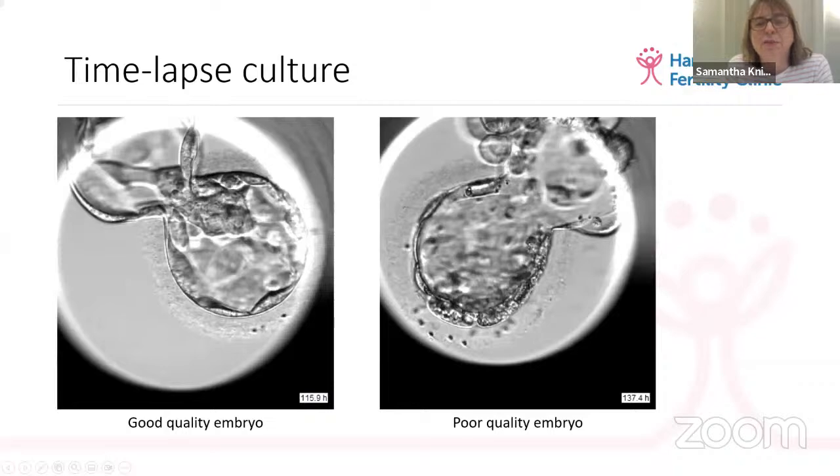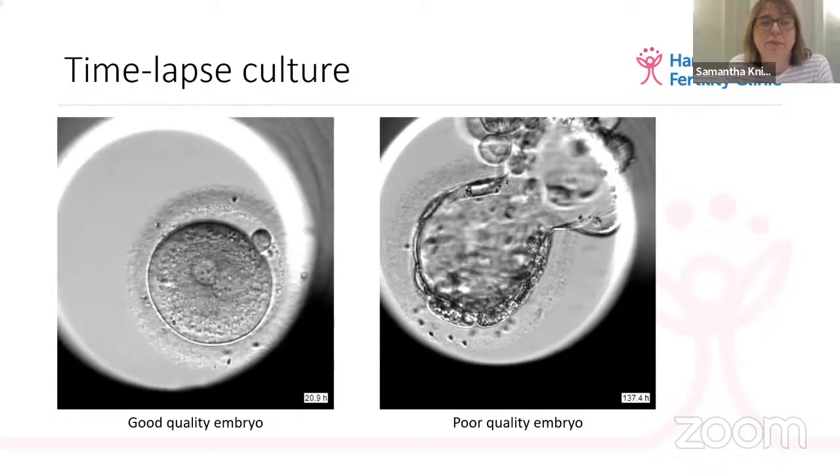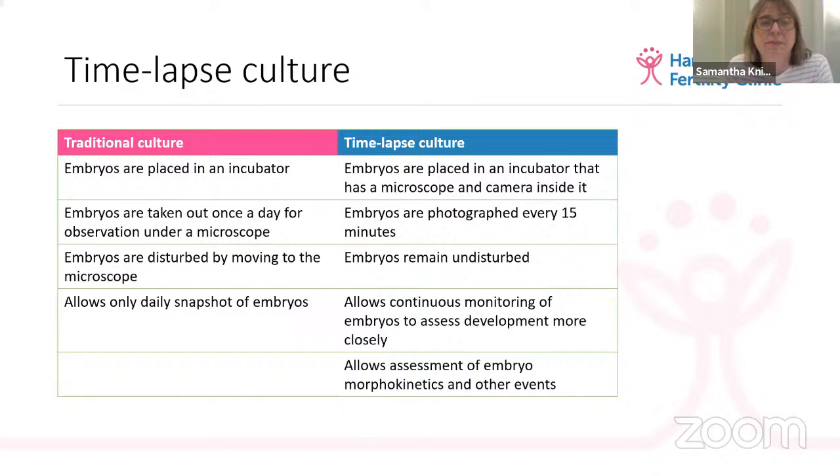So historically, we've just looked at how the embryo looks down the microscope or in the embryoscope, and if it's developing at the right speed, the days that it's the stage at. So traditionally, embryos were placed in an incubator. They were taken out once a day, and a snapshot was taken of the observation that was seen at that time. They were disturbed by taking them out of the incubator and moving them to a microscope.